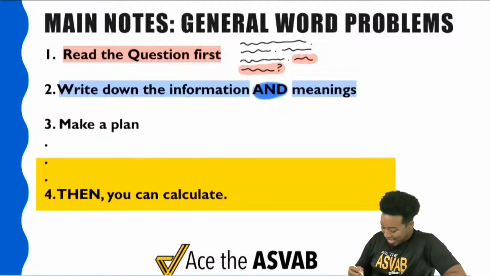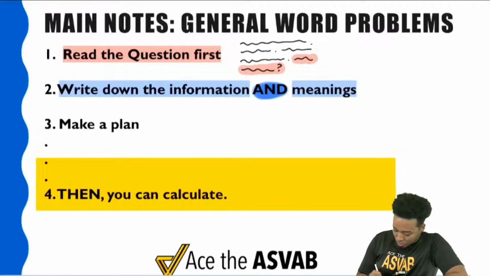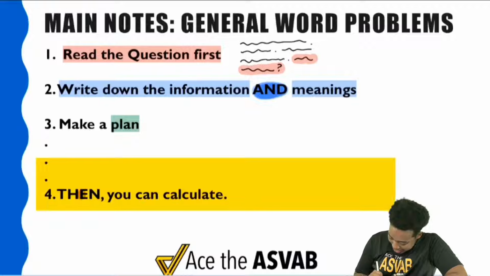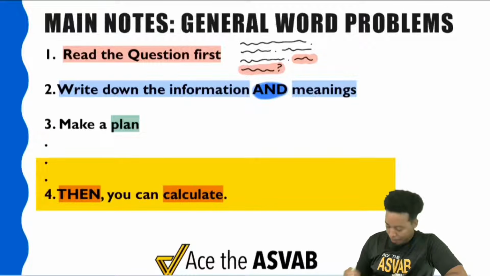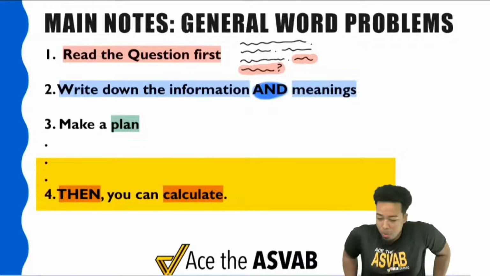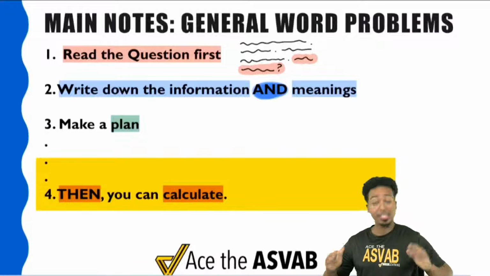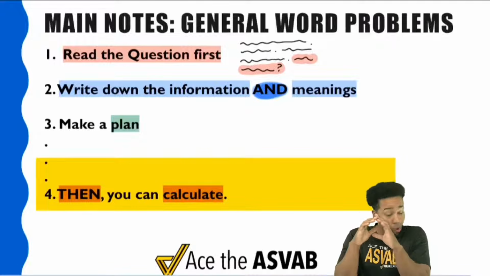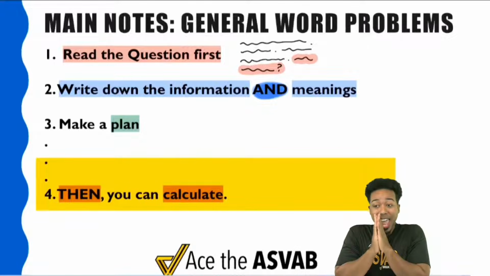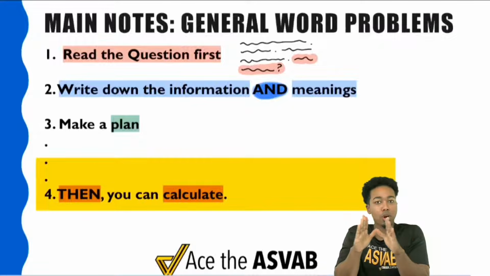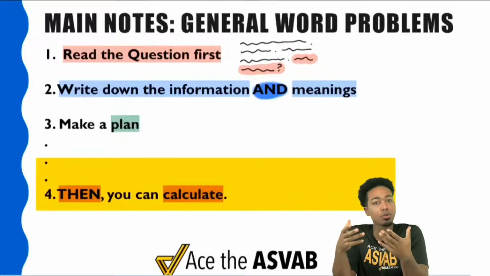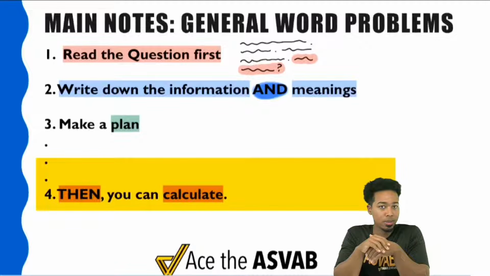So notice how this is at the end. I know it seems crazy, make a plan, but notice how at the end, then you can calculate. There is no point, and I'm going to say this a million times today, there's no point in calculating any numbers if you are not sure of how it's supposed to get you the correct answer.